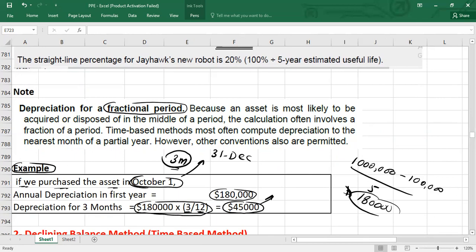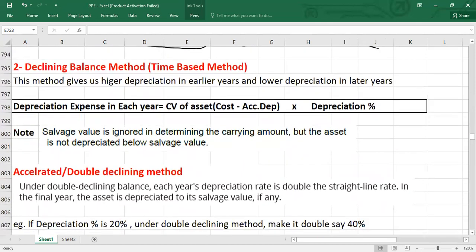Now we have another method, which is called the declining balance method. This is the second method, because I will cover these two methods and the comparison, how the question will be tested in the exam. So here we have the declining balance method. Actually, this method is going to give us a higher depreciation in earlier years and lower depreciation in the later years. We should use this depreciation method when we expect higher benefit from the asset in earlier years and lower benefits in the later years. Then this method will match the depreciation expense with the benefit consumed.